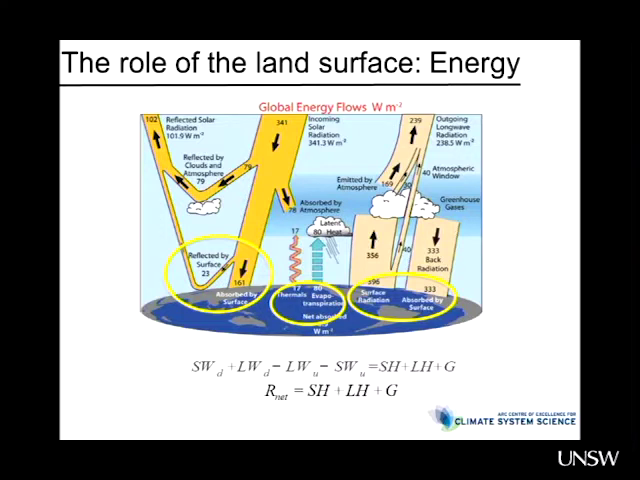That can be simplified. The terms on the left-hand side of the equation sum to be the net radiation, sometimes called the available energy. The net radiation is the net amount of energy available to drive the system, to drive the land surface. And it has to be exactly balanced, thanks to conservation of energy, by the sensible, latent, and soil heat fluxes.